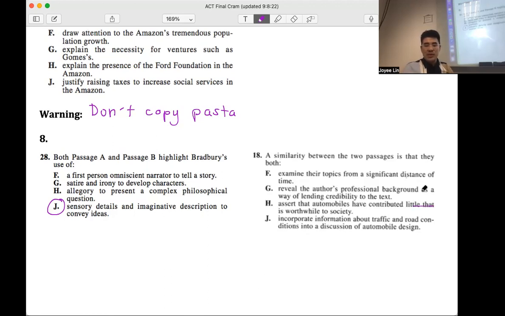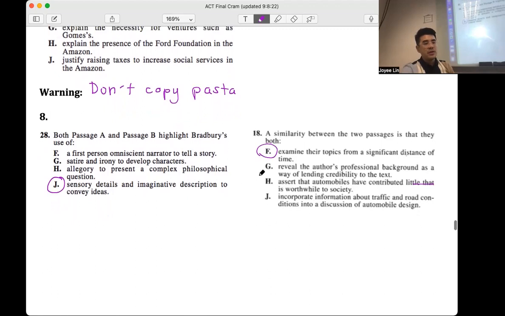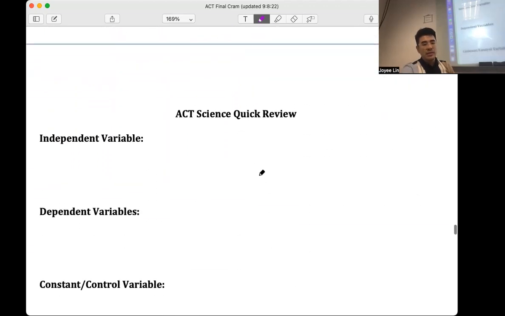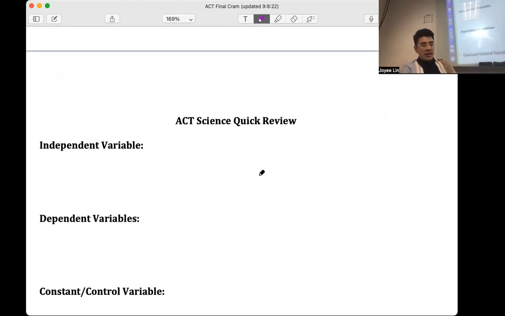They reveal the author's professional background as a way of lending credibility. Most authors don't do that, right? They don't say like, oh, look at me, I studied for 10 years under blah, blah, blah, right? It's just in the little blurb at the beginning. So F, right? So B, please be careful of assumptions. Please be careful of finding details. Know when to paraphrase, know when to not paraphrase. Okay.